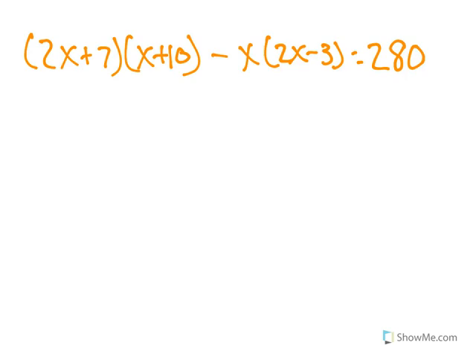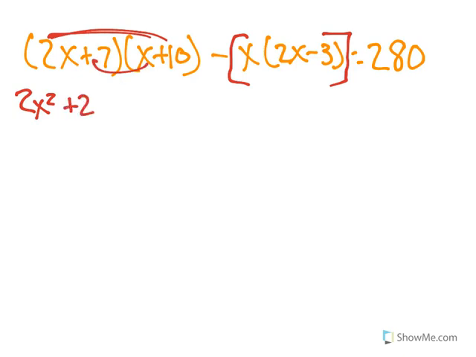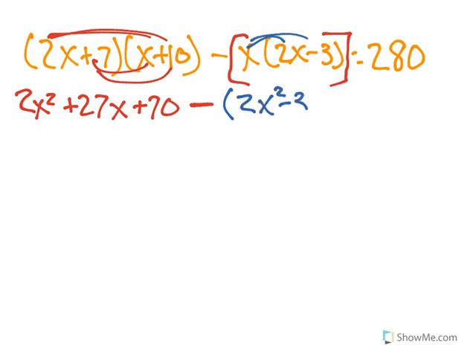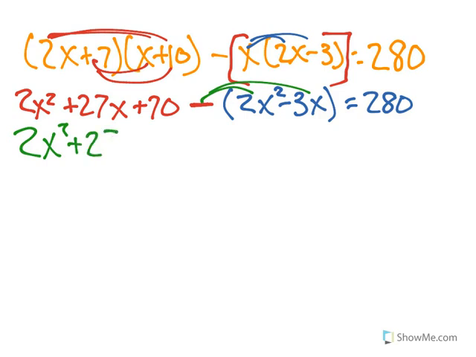All right, so again, guys, I'm going to really want to hammer this home here that I need to distribute that negative separately. So I've got my 2x squared here when I do my FOIL. I've got 20x and 7x is 27x. And I've got my 70, minus, and I'm going to put this in parentheses, I'm going to distribute 2x squared minus 3x equals 280. So as you can see, and if you did it on your own, you know this already, it's not a quadratic once again, right? So now I've got my 2x squared plus 27x plus 70. Distribute that negative, so that's how my 2x squared is going to be eliminated.